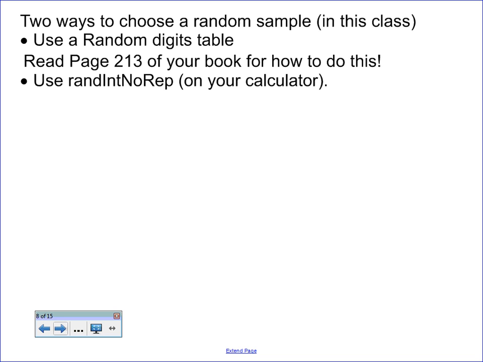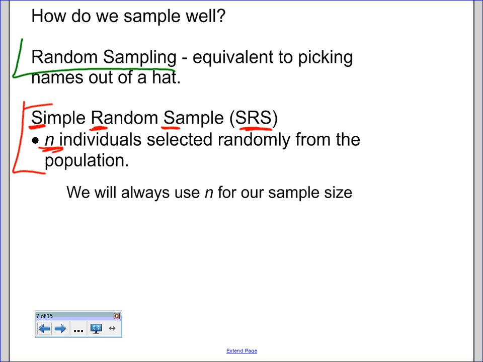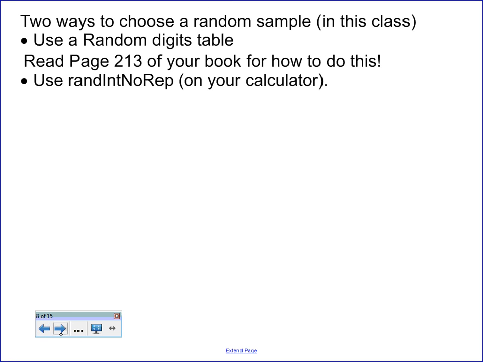There's two ways to choose a random sample that we're going to use in this class. You can obviously draw names out of a hat or flip a coin or do some other stuff, but you got to be careful flipping a coin because the key to a simple random sample is that every single person has the same chance of being selected. There's a random digits table in the back of your book that can be used to generate random numbers. If you want, you can read page 213 in your book and it'll explain to you how to do that. Most of the time, we are going to use this command on our calculator, and we'll let the calculator choose a random number for you.